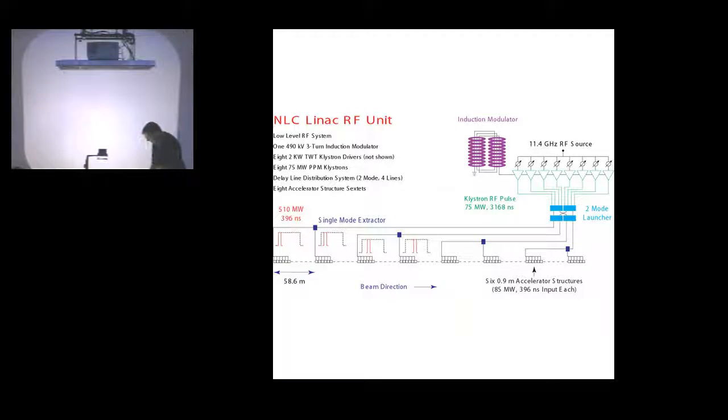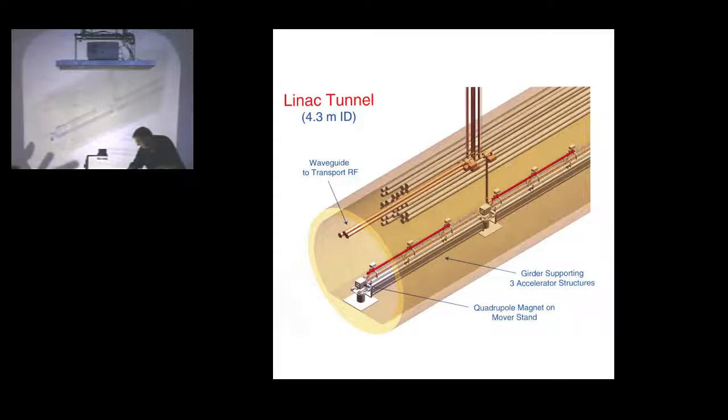And in the NLC, the tunnel would look something like this, where these pipes that carry the RF would be up on the walls here, and these would be the accelerator structures on girders that are movable, and each would have its own feed.